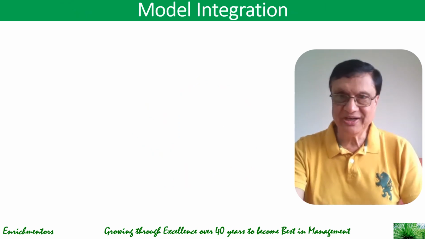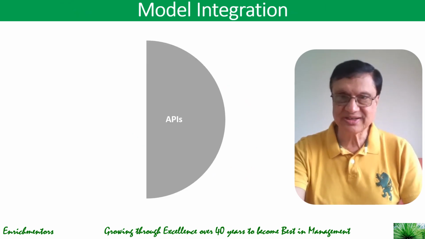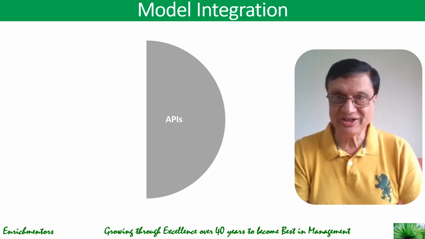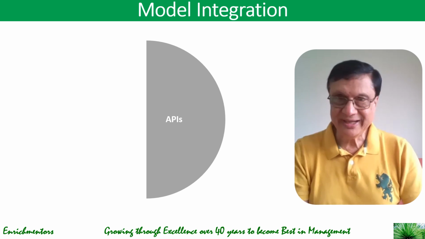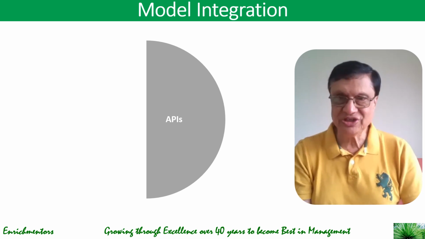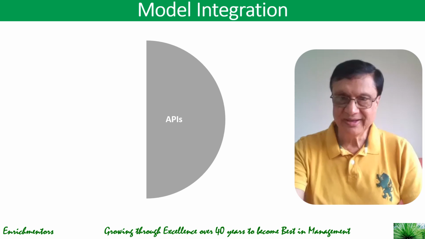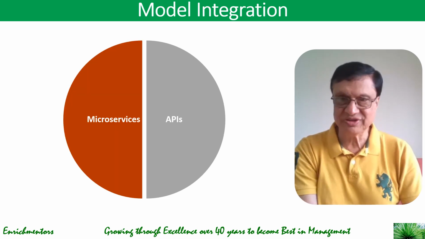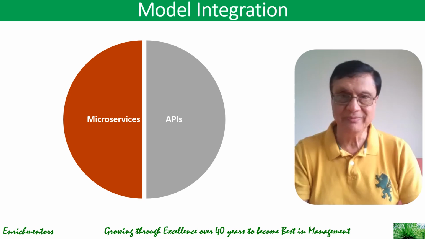Then you do the model integration. You develop APIs using frameworks like Flask, FastAPI, Django, as we talked earlier, and you expose the model functionalities to the users. This enables other systems and applications to interact with the model. And then you can also consider deploying models as microservices to improve scalability and maintainability.